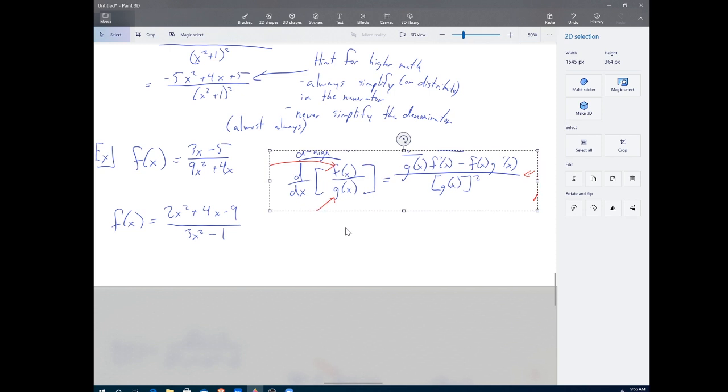And of course, hopefully you have that rule written into your notes, because for your homework tonight, you're going to be on your own with it.